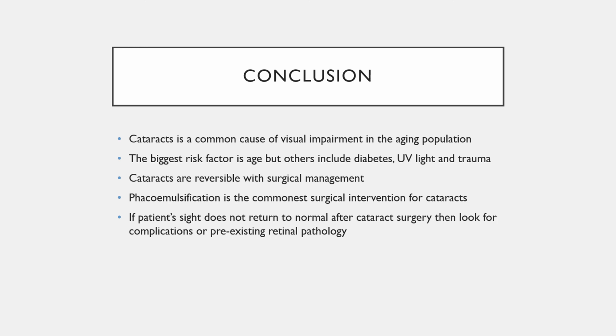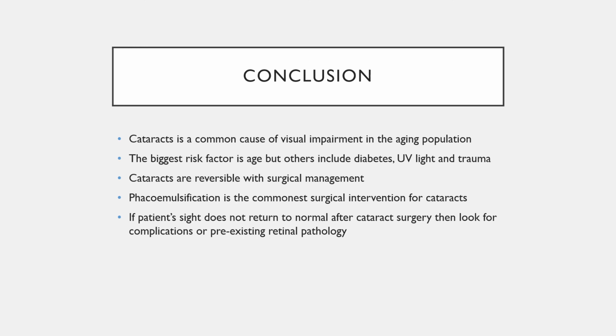So in conclusion, cataracts is a common cause of visual impairment in the aging population. The biggest risk factor is age, but you need to be aware that other things can increase and accelerate cataract formation, including diabetes, UV light, trauma. Cataracts are reversible with surgical management, and our mainstay of treatment is phacoemulsification. But it's very important to note that if after cataract operation the patient does not return to normal or improved sight, then we firstly need to look for complications.